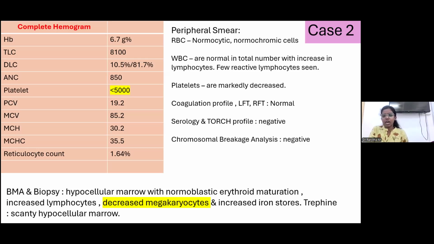The other screening parameters, like coagulation profile, liver function, renal functions, serology, and TORCH profile were normal. And chromosomal breakage analysis was also requested, which was negative. Bone marrow evaluation was done, which showed hypocellular marrow with normoblastic erythroid maturation, increased lymphocytes, and decreased megakaryocytes with increased iron stores. Trephine was also corroborative with the same.